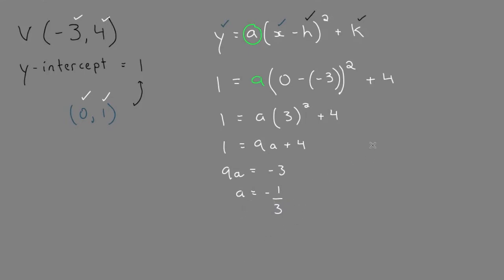Now that we've found the a value, we can go and plug that back into our vertex equation with a as -1/3. And remember, in an equation with the vertex, we show this would be +3 since the vertex is -3. And that's it. This is our equation in vertex form.